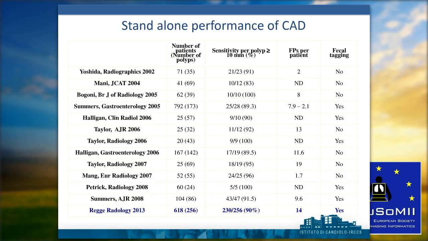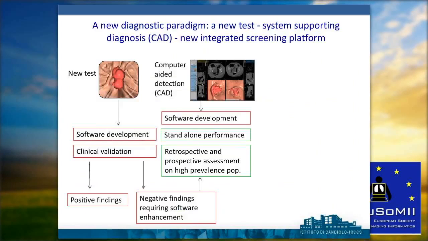So there are several works. This one at the bottom is ours, which shows that the standalone performance of CAD applied to CT colonography is pretty good. It's around 90 to 100%. This is what you want to get: above 90% sensitivity, and you also want to not get too many false positive findings. You would stay around, let's say, 5 to 10 false positive findings per examination. If you have too many false positives, then it will take you a long time to read the examinations.